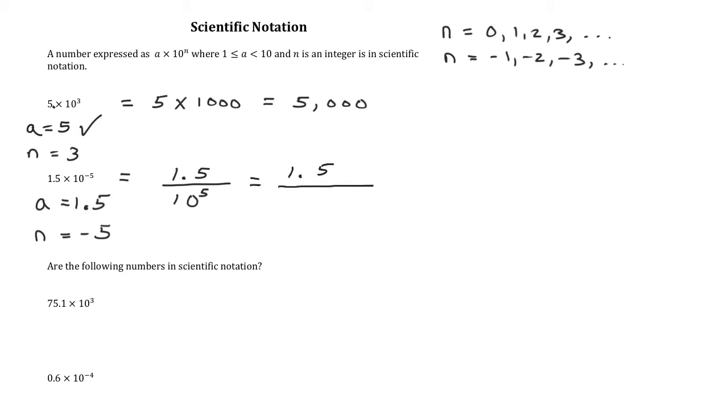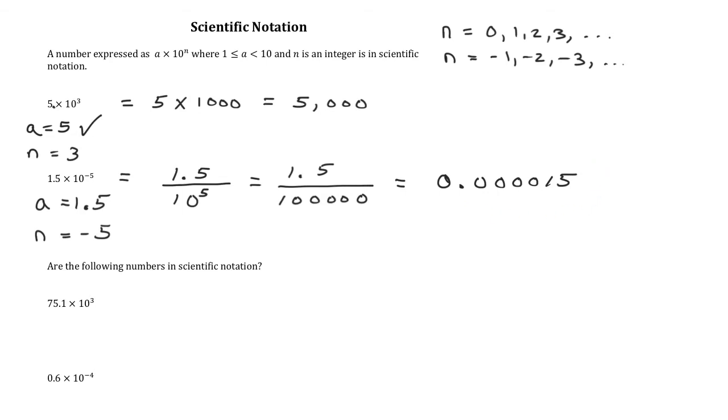10 to the 5th means a 1 followed by 1, 2, 3, 4, 5 zeros. And the net result here is going to be moving the decimal point on 1.5 five places to the left. And we should have this value here. So the decimal point started between the 1 and the 5. By dividing by 10 to the 5th, it goes 1, 2, 3, 4, 5 places to the left. So here's the number in scientific notation, and here it is in decimal form.